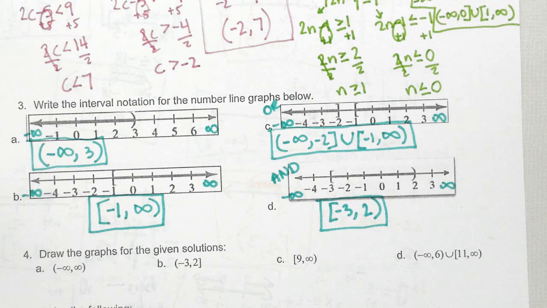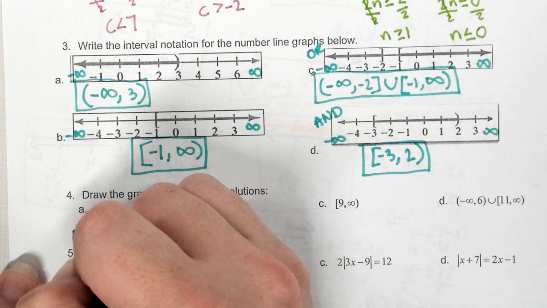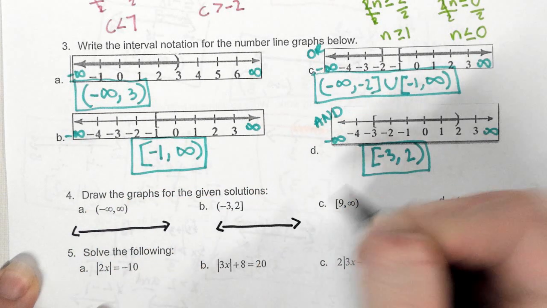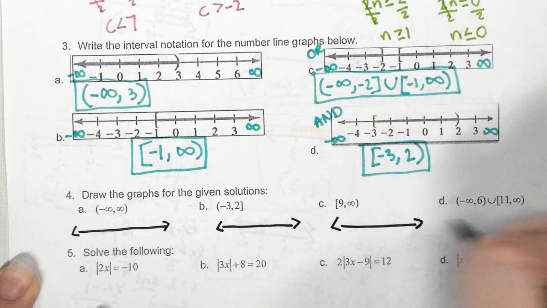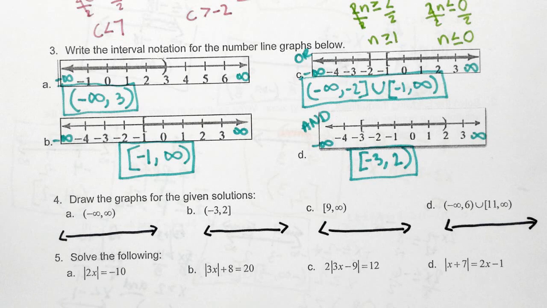We like those. Okay, the next one says we're going to draw the graphs for the given solution. So we're doing the opposite. We're going from this to that. So I'm going to draw my number line for each of these. Okay, it's giving it to me in interval notation, and it's telling me to find it.